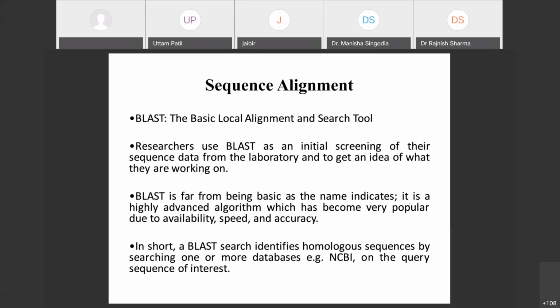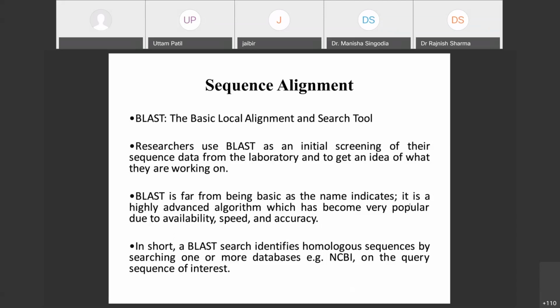This particular tool, BLAST, is used for the initial screening of sequence data from any laboratory, to get an idea of what kind of protein is there. For example, you come across a protein which is very new to you, and you do not know what it is. What you will do is try to see whether it is similar to a known protein or not.